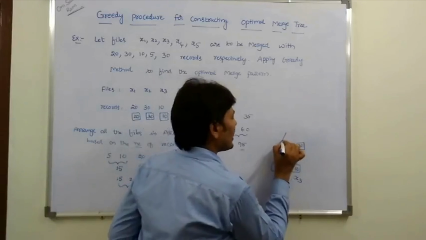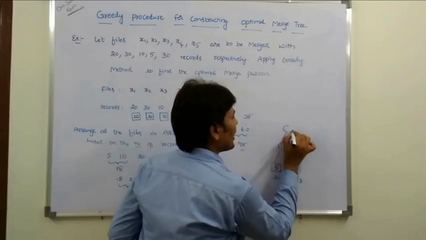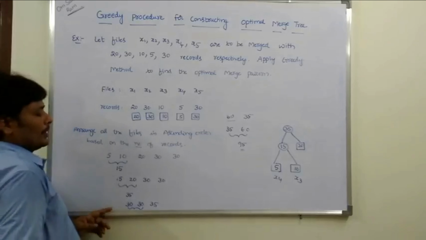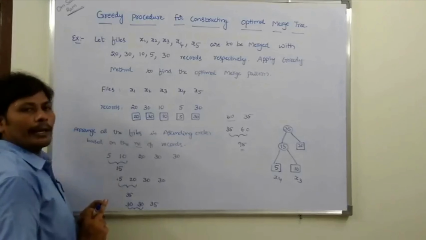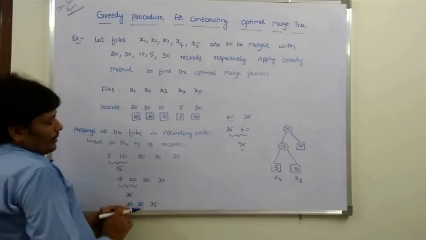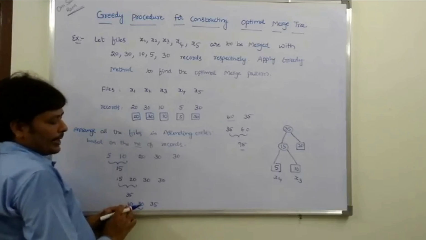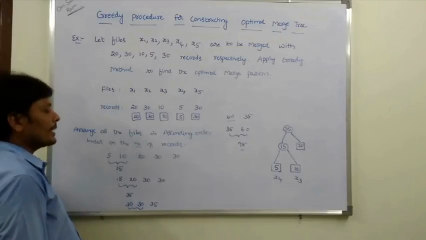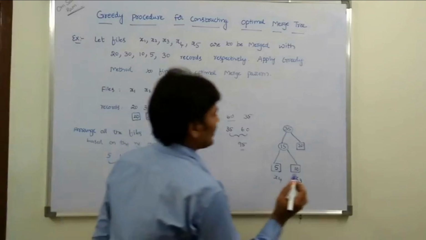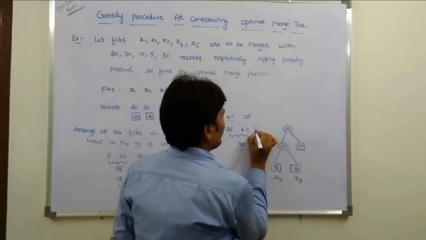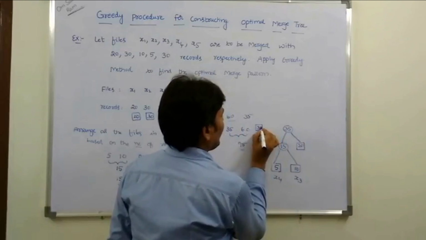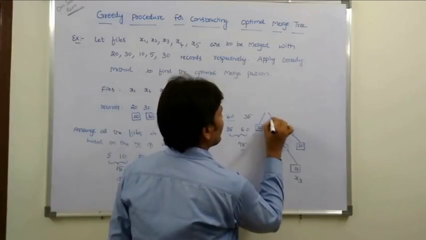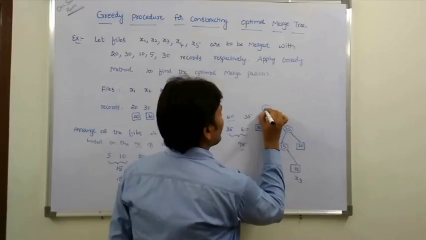Now we are merging these two files, so we are getting 35. Now 35 is inserted into the list. Then the sorted list is 30, 30, 35. So now we are merging 30 and 30. So 30 and 30 are merged. We are getting 60.